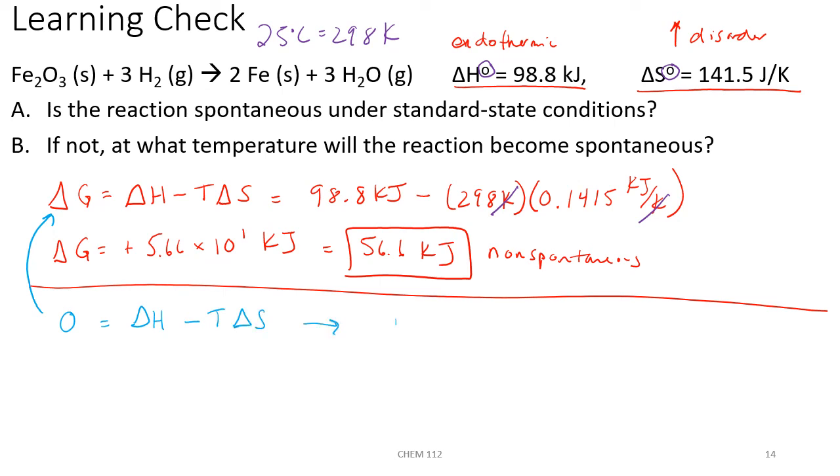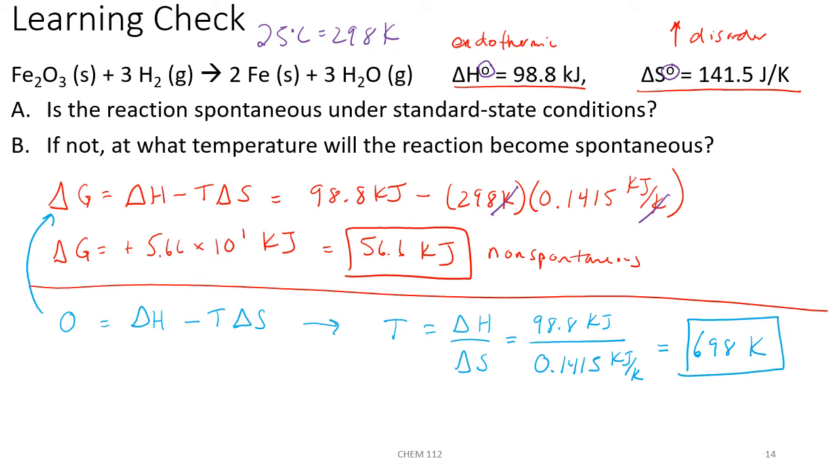If we rearrange and solve, we can get the temperature is equal to delta H divided by delta S, just like when we calculated the temperature of the phase changes. And then using our enthalpy and entropy, we have 98.8 kilojoules divided by 0.1415 kilojoules per Kelvin. This gives us a temperature of 698 Kelvin, and that would be the temperature at which it would transition from a non-spontaneous reaction to a spontaneous reaction. So this reaction is going to be spontaneous at high temperatures.